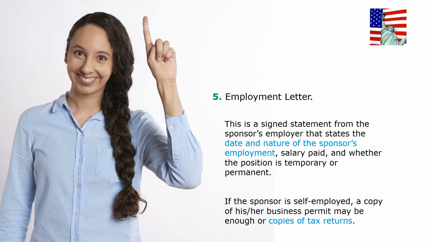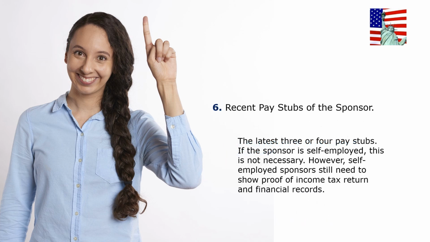The sponsor can also send copies of the last 3 years of his tax returns. Recent pay stubs of the sponsor can be submitted as proof of employment. Submit copies of the latest 3 or 4 pay stubs. If the sponsor is self-employed, this is not necessary. However, self-employed sponsors still need to show proof of income tax return and financial records.